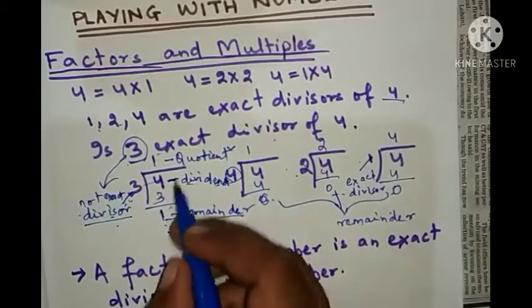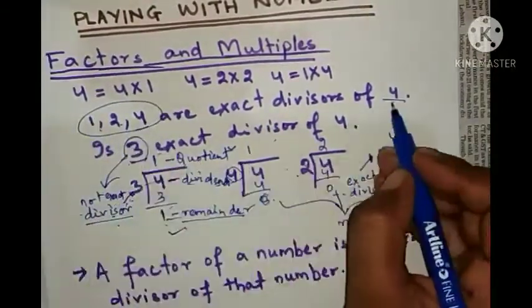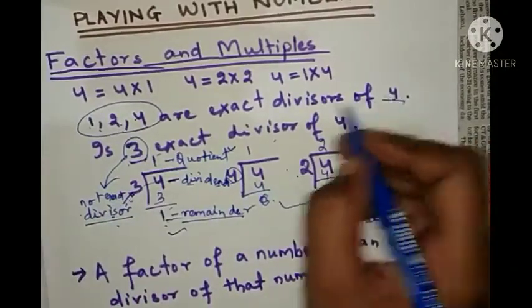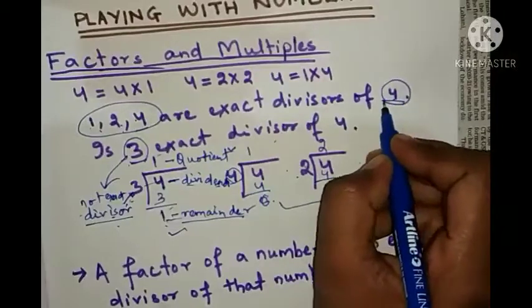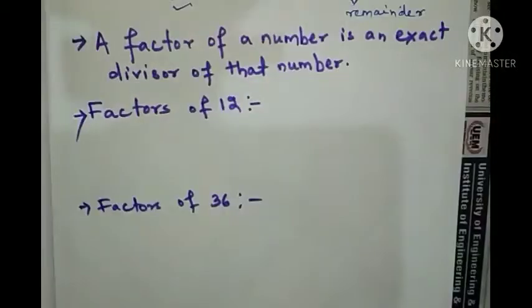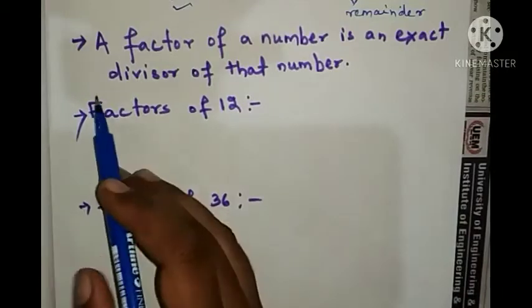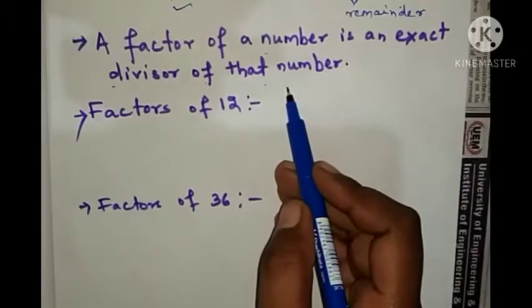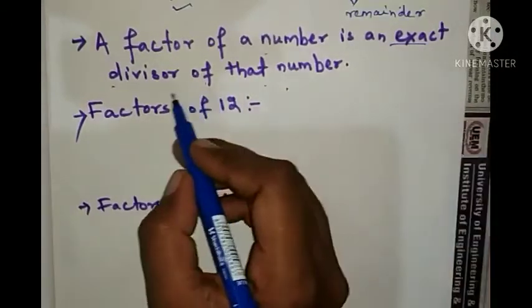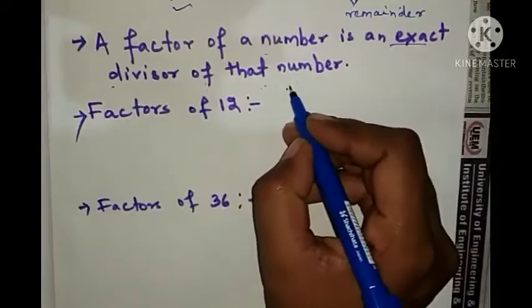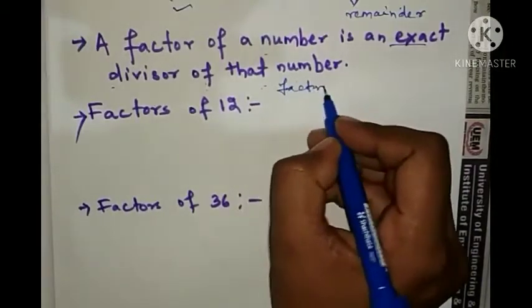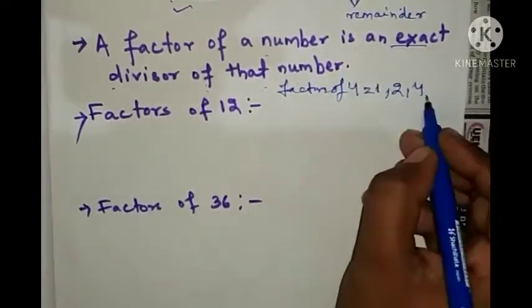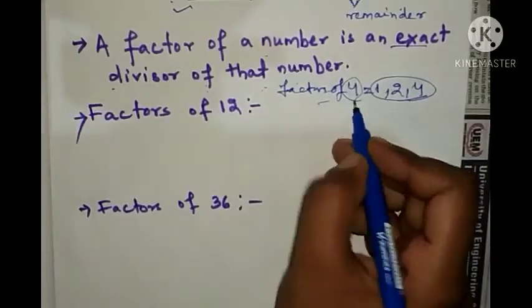These exact divisors are known as factors. So 1, 2, 4, which are exact divisors of 4, are known as factors of 4. So what is a factor? A factor of a number is an exact divisor of that number. So the factors of 4 are 1, 2 and 4. These are exact divisors of this number.